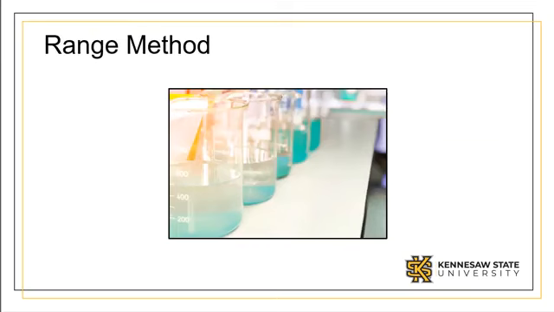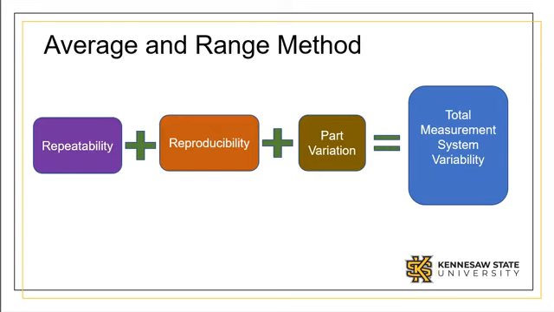The range method is a simple way to quantify the combined repeatability and reproducibility of a measurement system. To separate reproducibility and repeatability, the average and range method or the analysis of variance method must be used. The average and range method computes the total measurement system variability and separates it into repeatability, reproducibility, and part variation.